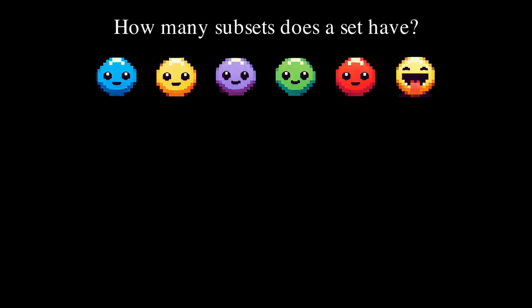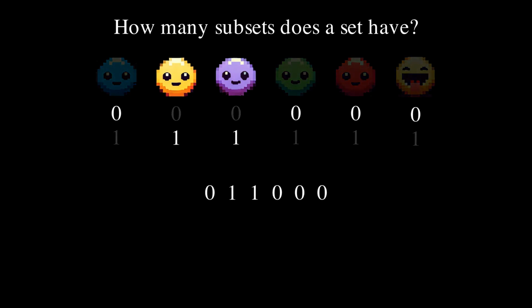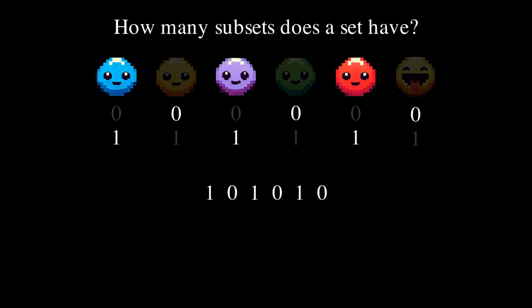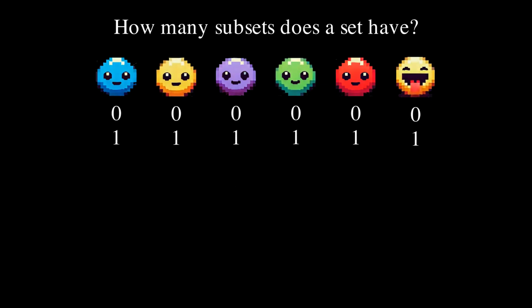To find the answer, we can use a simple idea. Each element in a set can either be included in a subset or not included. We can represent this using 0 and 1. The same choice we have for each object in a set, to either include it in the subset or exclude it. If we apply this to all elements, we see that we can describe each subset using a unique sequence of zeros and ones.